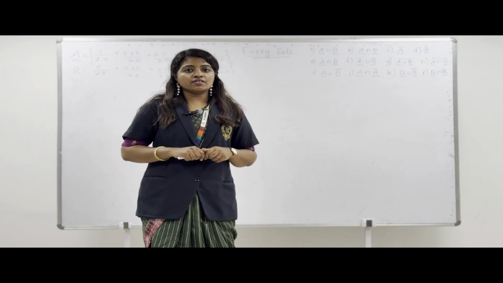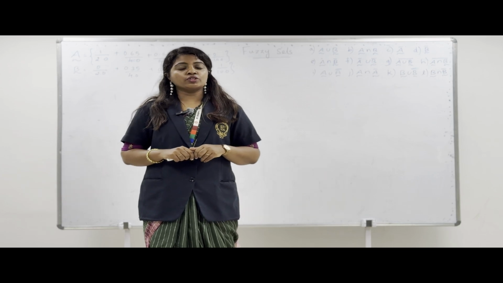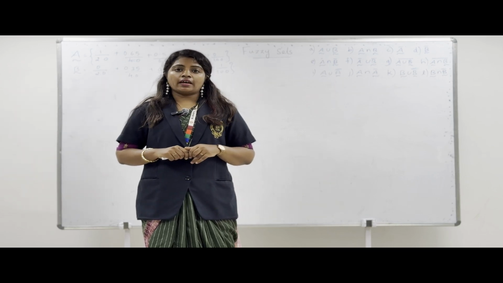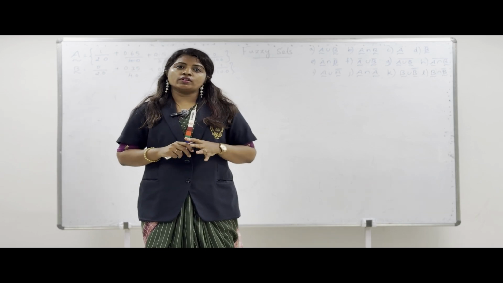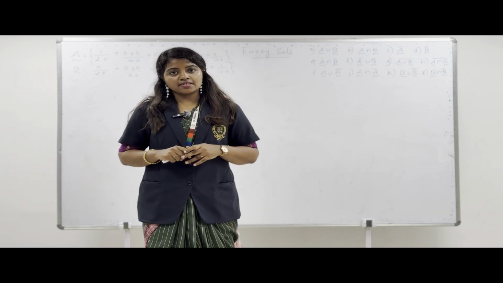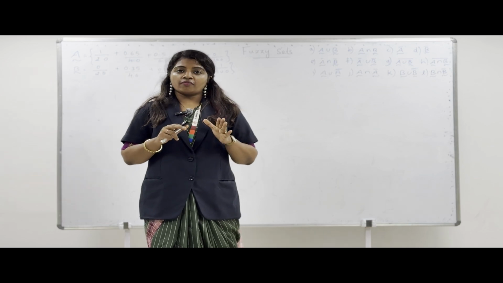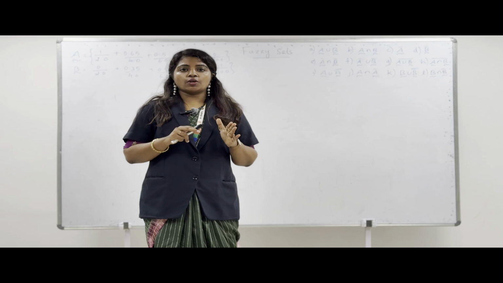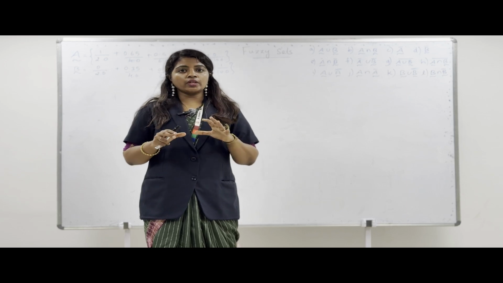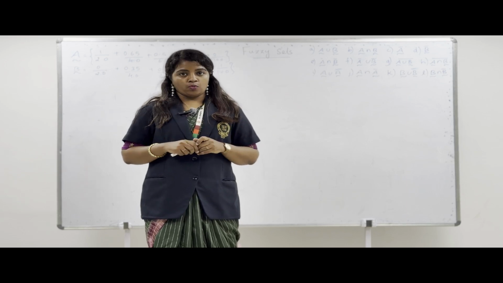So, in the lecture series of soft computing, today I am going to take the topic fuzzy set, and we can see here some problems on fuzzy set. So, first of all, what is fuzzy set? Fuzzy set is a group of elements where each element can belong to a value between 0 and 1. So, it takes the value between 0 and 1.